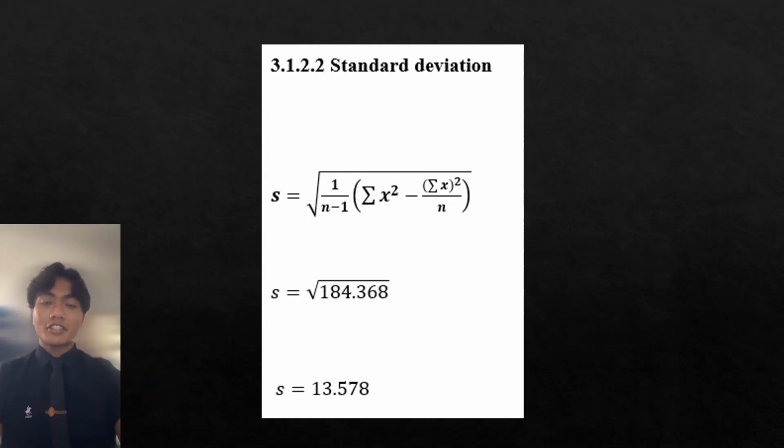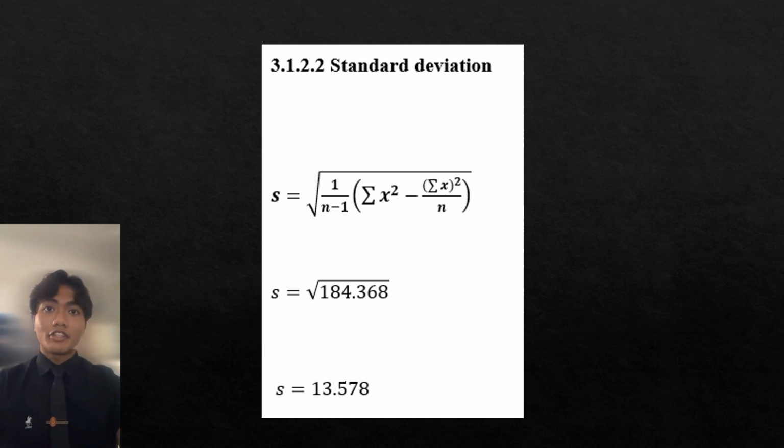Standard deviation is very simple. Just put the variance in the square root. So standard deviation is equal to the square root of 184.368. So standard deviation is equal to 13.578.